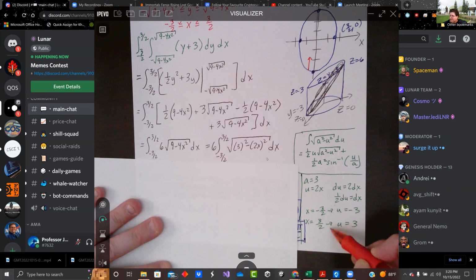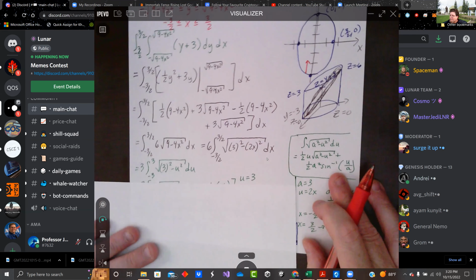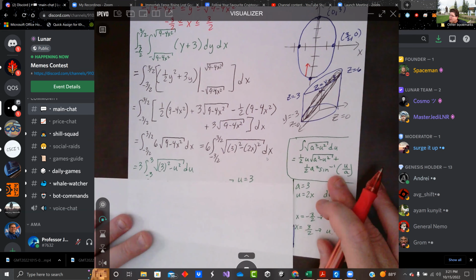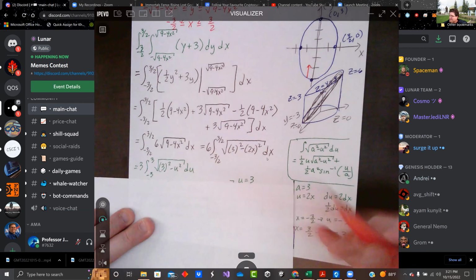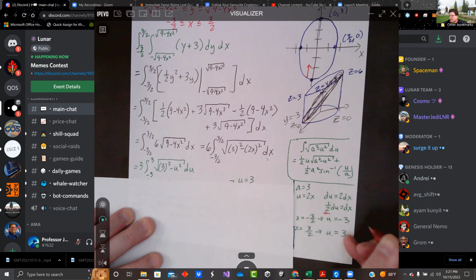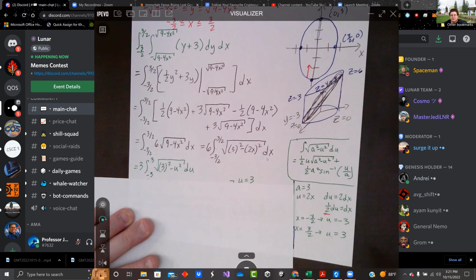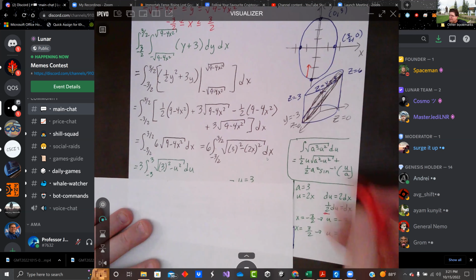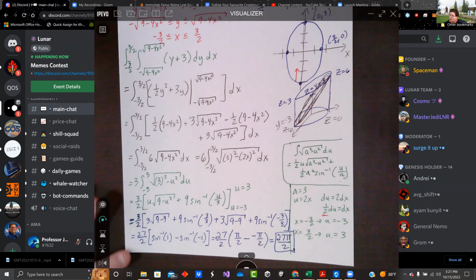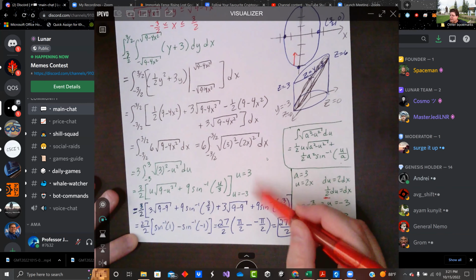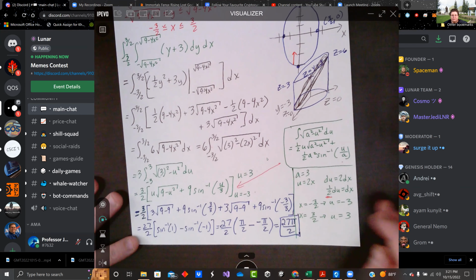I changed my boundary conditions to match u, and I rewrite my integral as such. The 6 turns into a 3 because of this 1/2. And then I've got the new boundary condition from negative 3 to 3, of the square root of 3 squared minus u squared. Now I can mimic this formula, this answer right over here, which I do. And then we're evaluating from u equals negative 3 to u equals 3. So this line right here came from there. That's from a table of integrals.